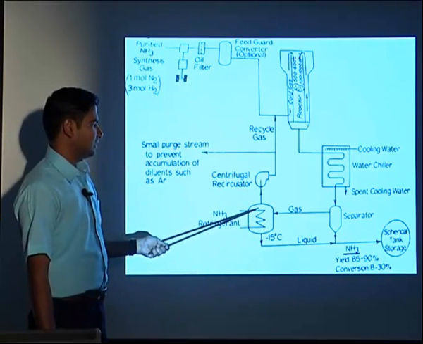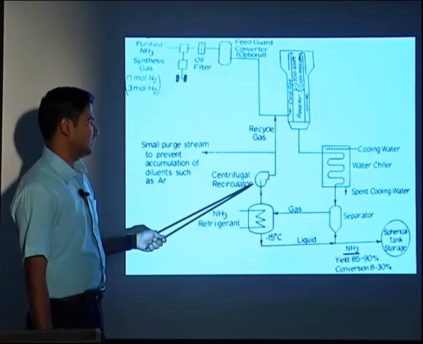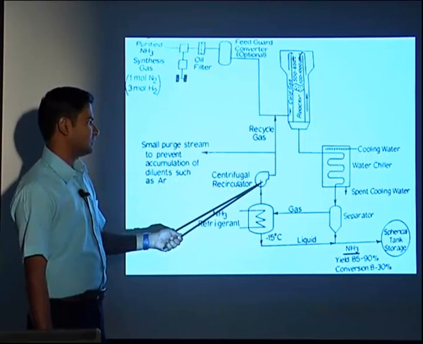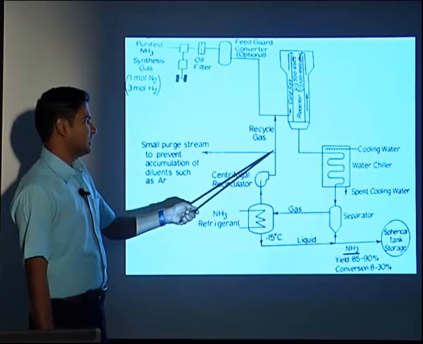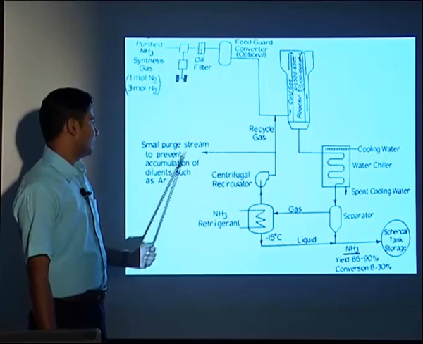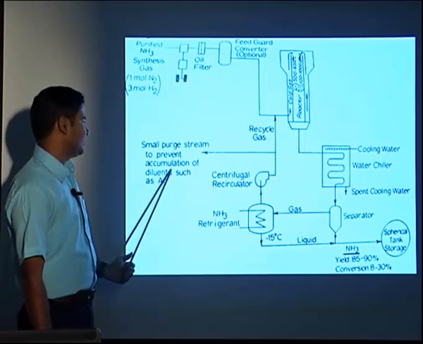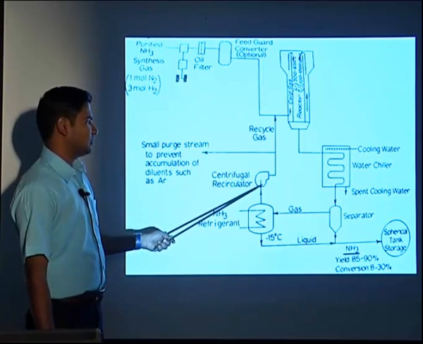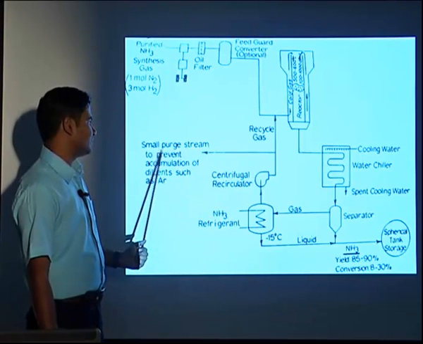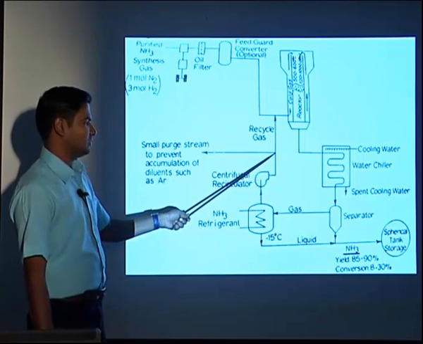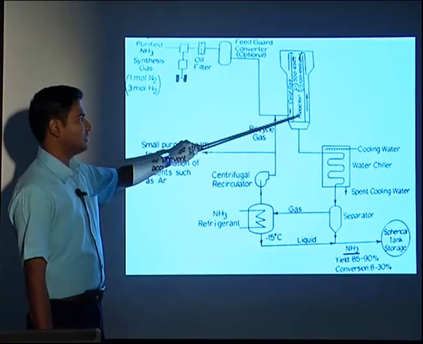Whereas the unreacted gases are sent to the recycle. So a centrifugal recirculator will recirculate the unreacted gases. So they are either sent to the reactor again, or there may be a small purge stream to prevent accumulation of diluents such as argon. So here, if argon is in high concentration, then we can simply purge it, or if N2 and H2 are in sufficient quantity, then we can pass them to the reactor.